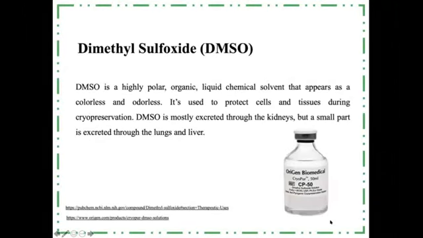Now, what is DMSO, or dimethyl sulfoxide? It is a highly polar organic liquid chemical solvent that appears colorless and odorless. It's used to protect the cells and tissue during cryopreservation from crystallization, which would damage and kill the cells. DMSO is mostly excreted through the kidneys, but a small part is excreted through the lungs and liver.